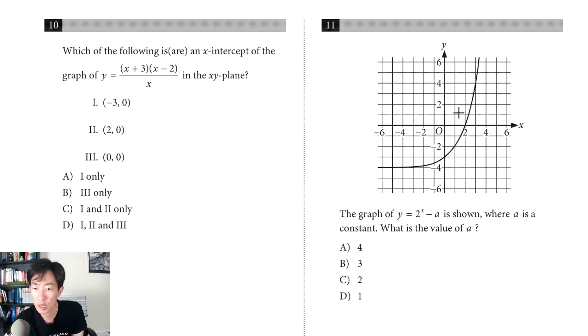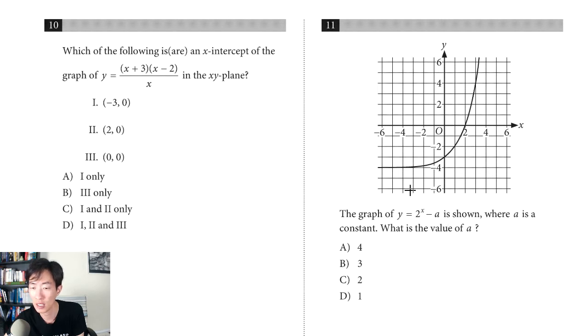Question 11, we've got an exponential function. It says the graph of y equals 2 to the x minus a is shown, where a is a constant. What is the value of a? So golden rule of algebra is if you need to figure out a variable, you have to have the same number of equations. So in this particular case, we've got 3 unknowns, but only 1 equation. So in order to figure out one of those unknowns, we're going to have to figure out the other 2 unknowns. Luckily, since they give us a picture of the graph, we're going to be able to plug in x and y values. And so the only value we're going to be left with to solve for is a.